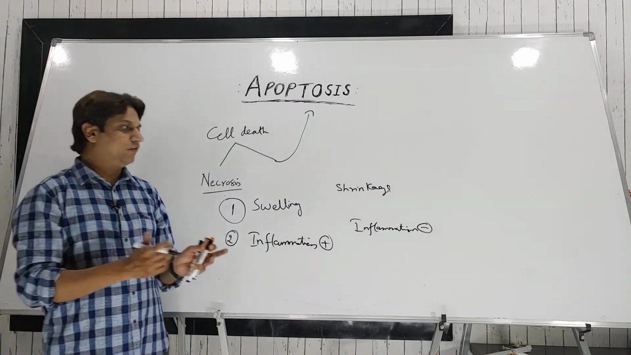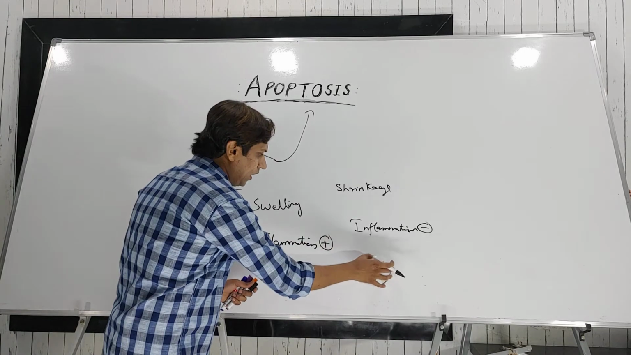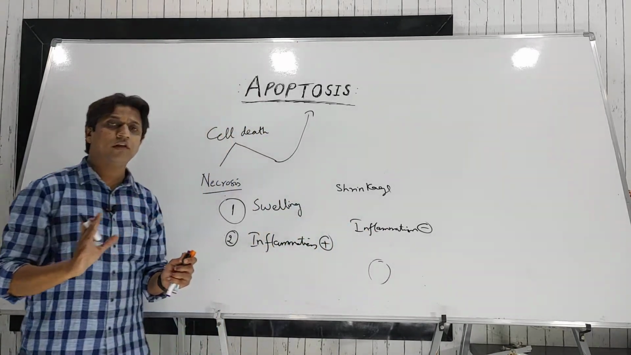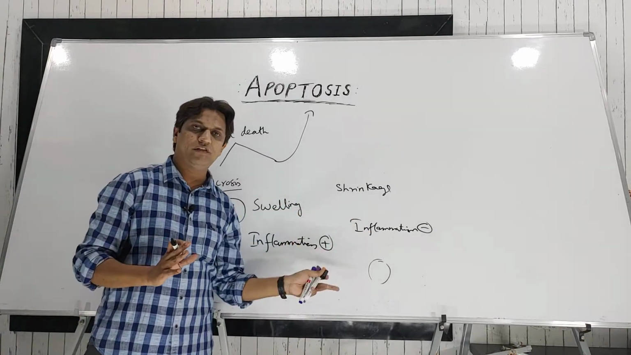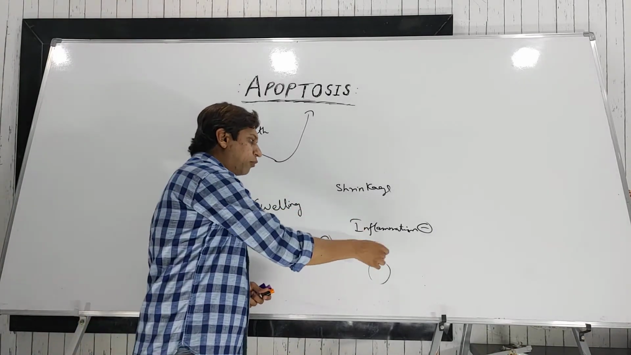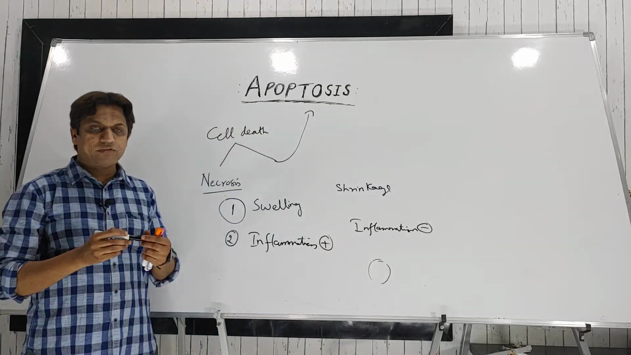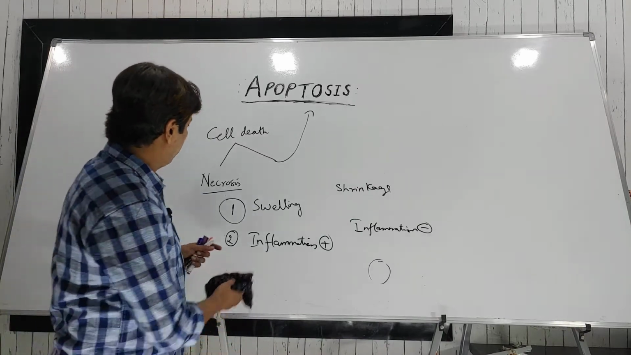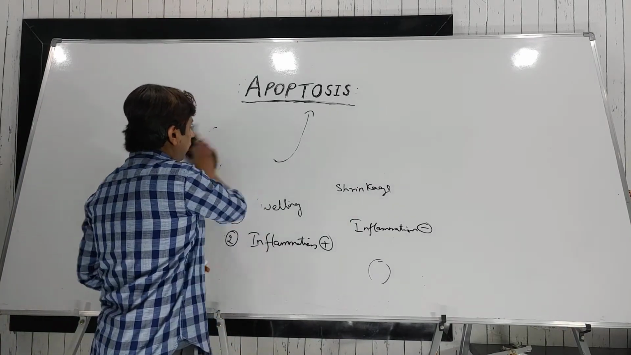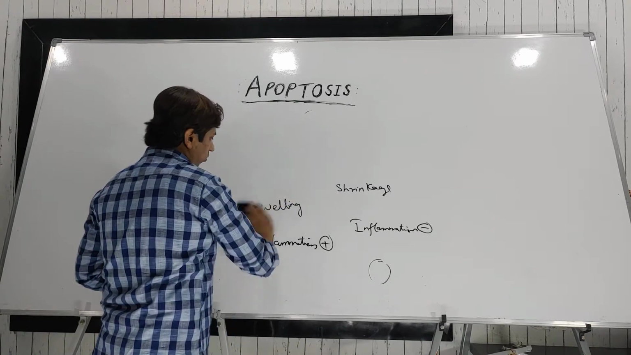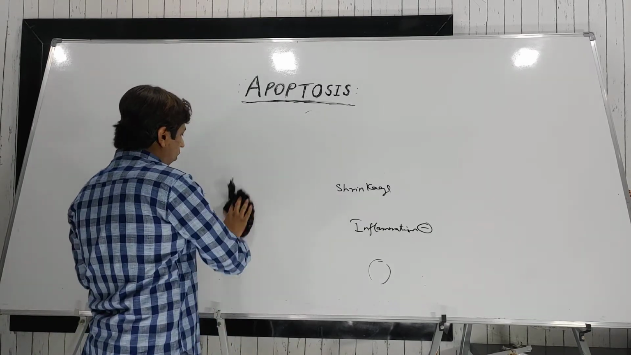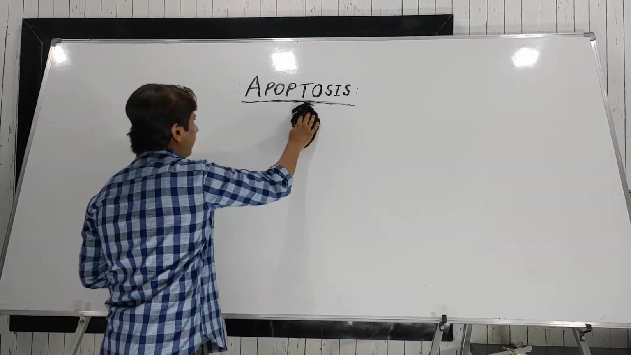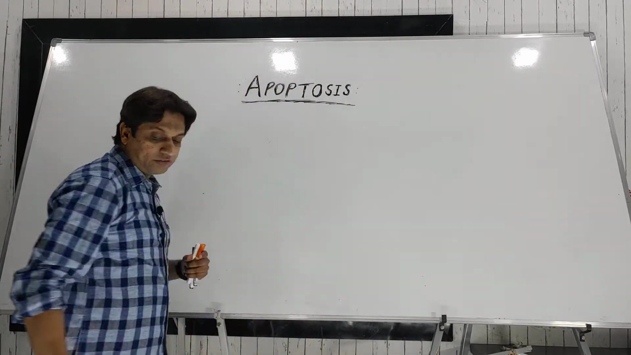It is a very clean type of cell death: when the cell is destined to die, it dies on its own, and in the surrounding cells no inflammation is seen. Then there is formation of apoptotic bodies and blebs, and they are engulfed by macrophages. We are now going to discuss the details under this topic. I hope you now have a gross idea of what apoptosis is: a type of programmed cell death, where cells are destined to die.